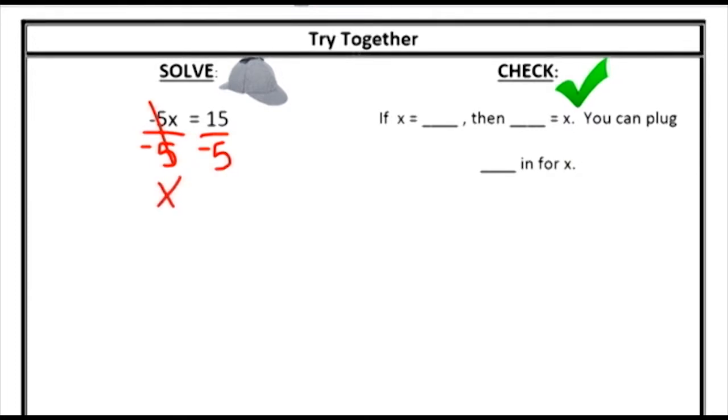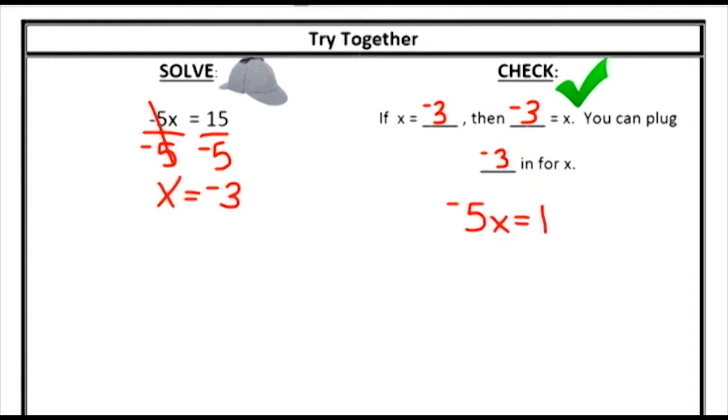15 divided by negative 5 is negative 3. Logically, if x equals negative 3, then negative 3 equals x. They're interchangeable. They have the same exact value. So you can plug negative 3 in for x. To check it, rewrite the equation just like we would with our algebraic expressions. We're doing the exact same thing we did when we were given values to plug in.